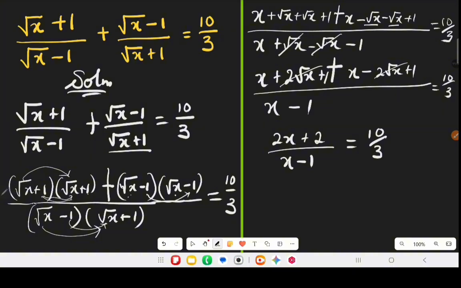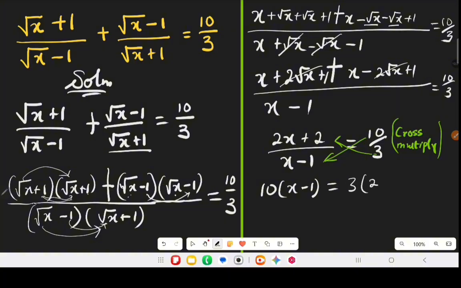At this point, we cross multiply. When we cross multiply, 10 we times the denominator of the left hand side, and 3 we times the numerator of the left hand side. If we do that, we have 10 times x minus 1 equal to 3 times 2x plus 2. When we open the bracket, we have 10x minus 10 equal to 3 times 2 gives us 6x plus 6.